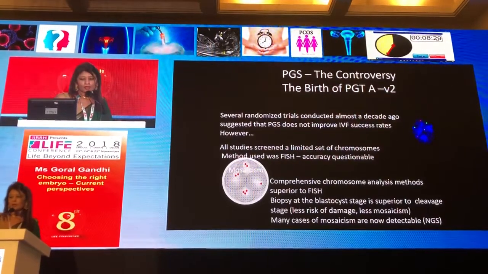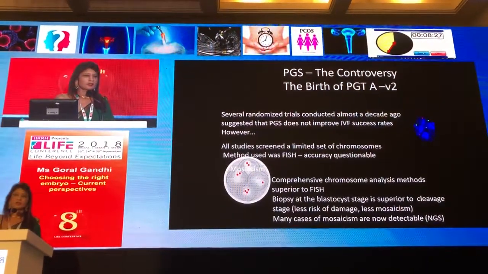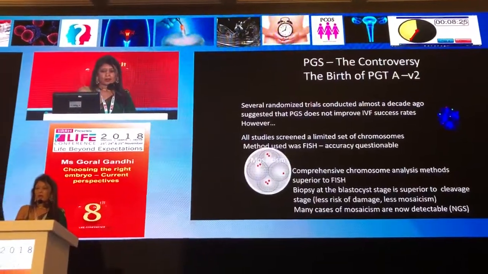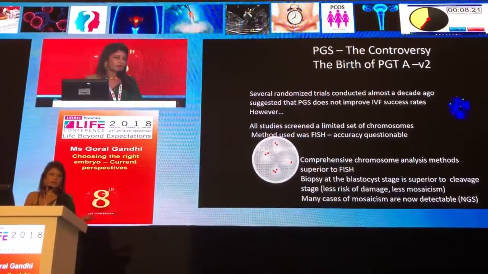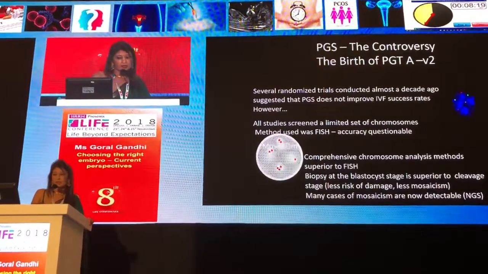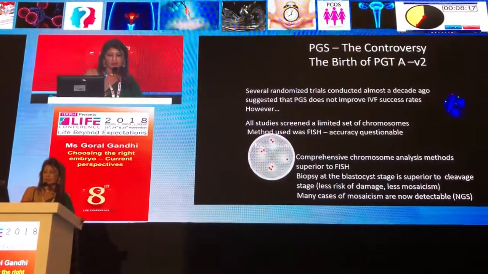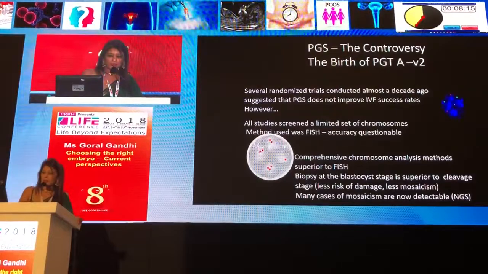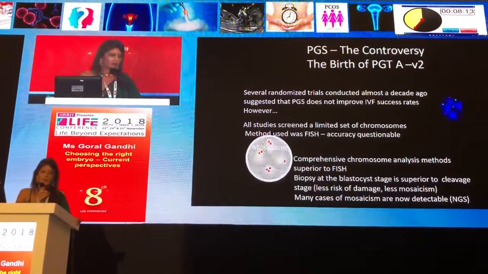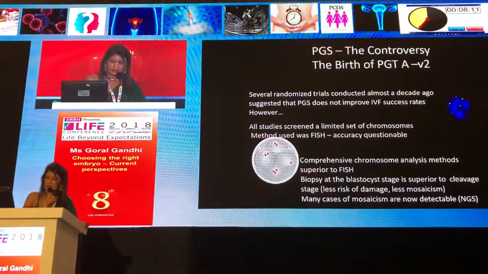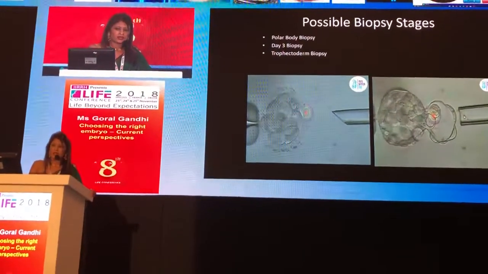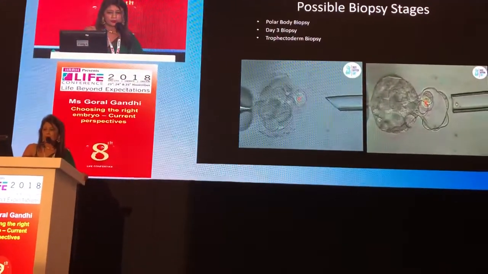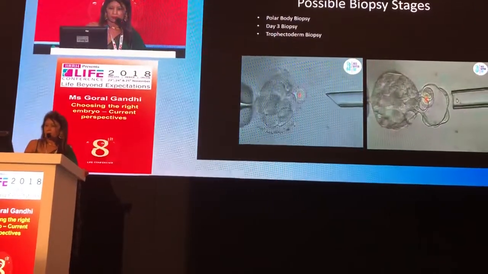Now we have comprehensive chromosome analysis methods which are superior to FISH. Now we biopsy our embryos at the blastocyst stage, which is superior to the cleavage stage biopsies. There is less risk of damage, there is less mosaicism. And many cases of mosaicism are now detectable through the use of NGS. The possible biopsy stages are mainly day 3 biopsy and day 5 trophectoderm biopsy.